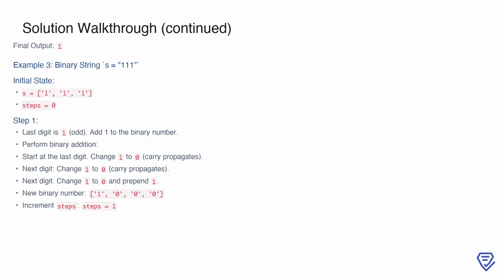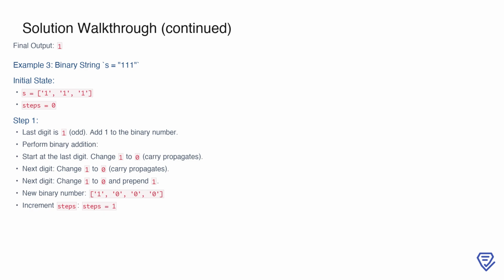Now let's move on to the binary string s equals 111. Initially, the binary string is represented as 1, 1, 1, and the step counter is set to 0. In the first step, the last digit is 1, which is odd. We add 1 to the binary number.